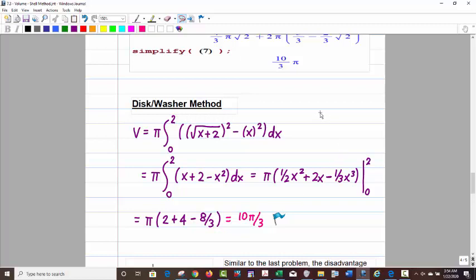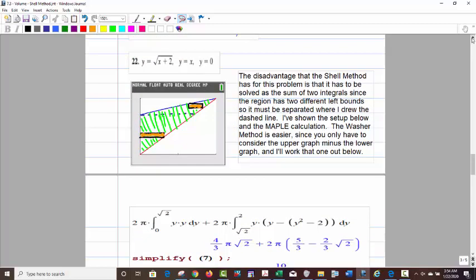So in this case, I think washer is actually better than shell. A lot of times, shell will be better than washer, so it's weird how that works. There's not really one. Unless you have the scenario where you cannot solve the variable in terms of the other, then it's shell. But I thought this was a little bit better here because it was a little tricky to come up with that mess for the shell method.